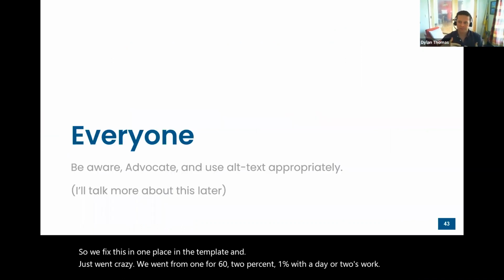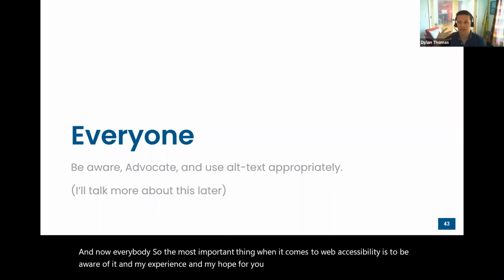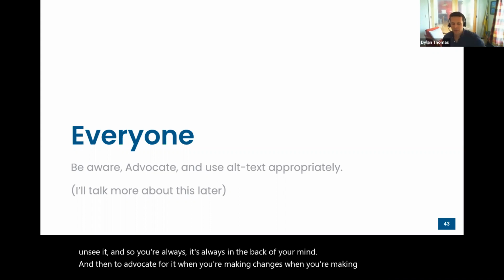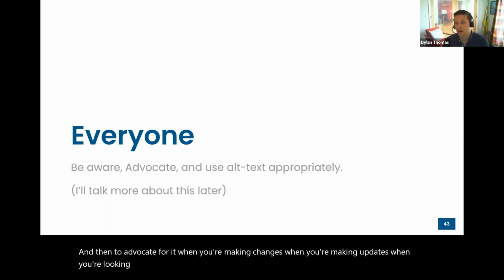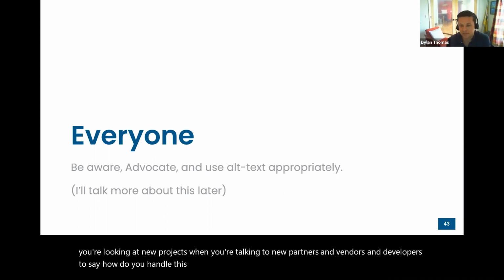So now, everybody, the most important thing when it comes to web accessibility is to be aware of it. My experience, and my hope for you all, is that once you see it, you can't unsee it, and so it's always in the back of your mind. Then advocate for it when you're making changes, updates, looking at new projects, or talking to new partners, vendors and developers, to say, well, how do you handle this stuff? Because this is really important.